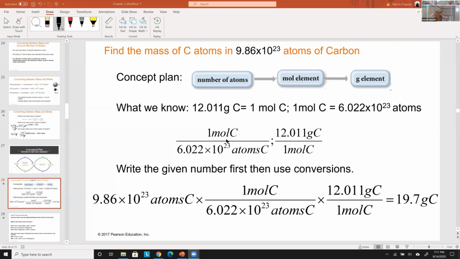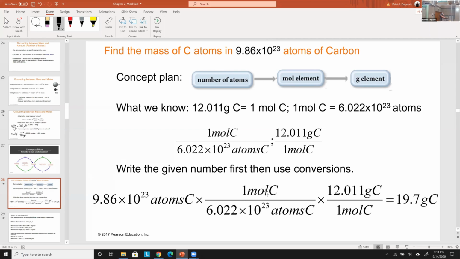All right, we have the work here. So what we know is that 12.011 grams of carbon is 1 mole of carbon. And also we know that 1 mole of anything is Avogadro's number of the atom or particle. So we have our given number, which is our 9.86 times 10 to the 23rd, and we are going to divide that by Avogadro's number, or multiply it by the ratio. So the atom numbers will cancel out, and you'll end up with moles for this middle step.